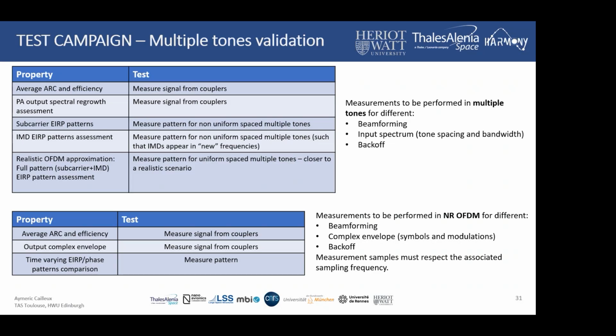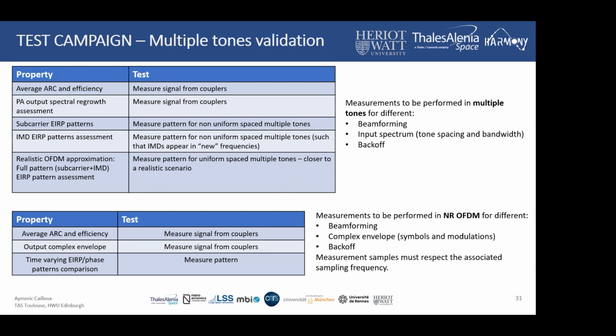The next task will be to work with modulated signals, so new radio OFDM signal, especially first to generate them and then to be able to use maybe up to 9 elements at the beginning. And once we have this, we will again try to compute the average activation coefficient and the efficiency and compare it with the model we have right now. We'll do the same for the output complex envelope, again from the couplers of the power amplifier.